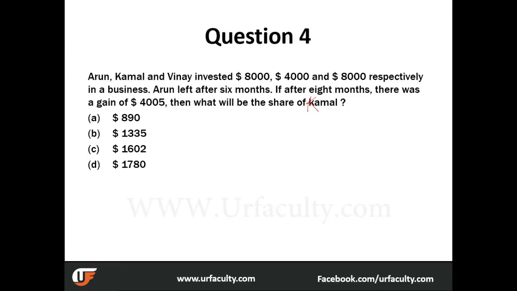We write in our usual style Arun, Kamal and Vinay. Right? And what are the things that they are saying? Arun had invested 8,000, Kamal 4,000 and Vinay 8,000. Arun left after 6 months. If after 8 months there was a gain of 4,005. So here the total tenure is how much? 8 months. So Arun left after 6 months, so his tenure is 6, Kamal is 8 and Vinay is 8.